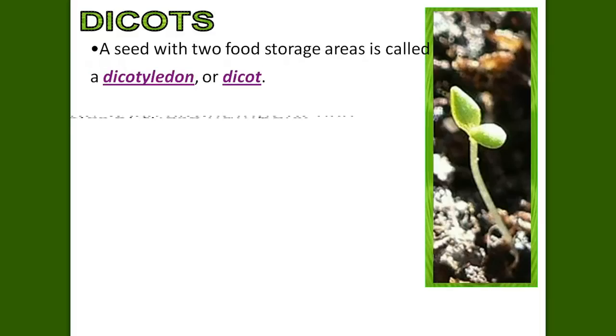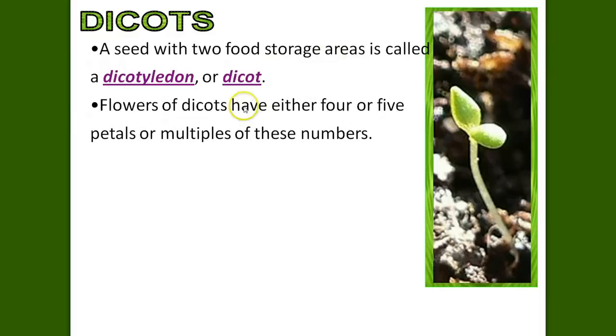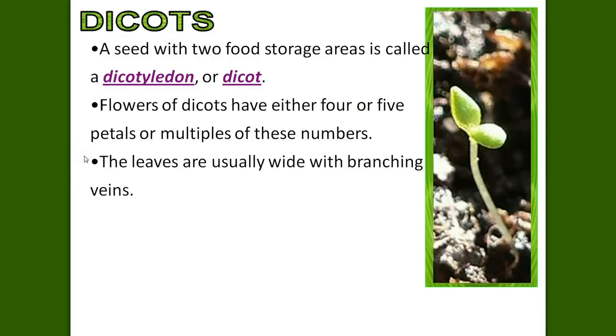Dicot has 2. So flowers of dicots have either 4 or 5 petals, or multiples of 4s and 5s. So real complicated flowers like roses that have so many petals, that would be a dicot. The leaves are usually wide with branching veins, like a maple leaf. You could see the veins all through a maple leaf. So maple trees are dicots.